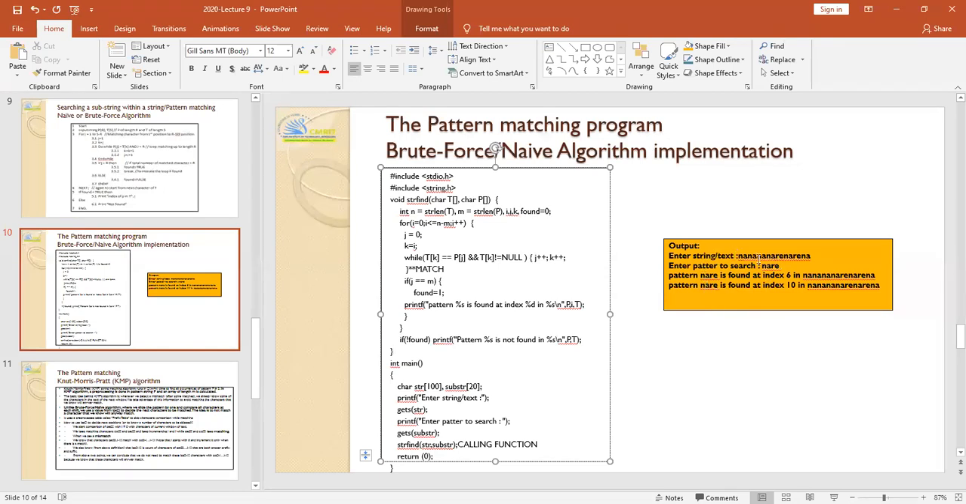So I enter the string I have given like this. First, enter the pattern to search; you see it is NARE. Okay, so first compare N with N. It will match. So come to the second one, A with A, it will match. Come to the third one, R with N, it is not matching. So up to here, it will go.